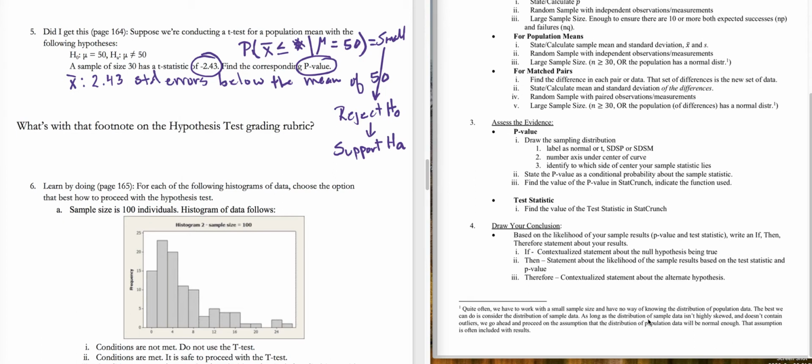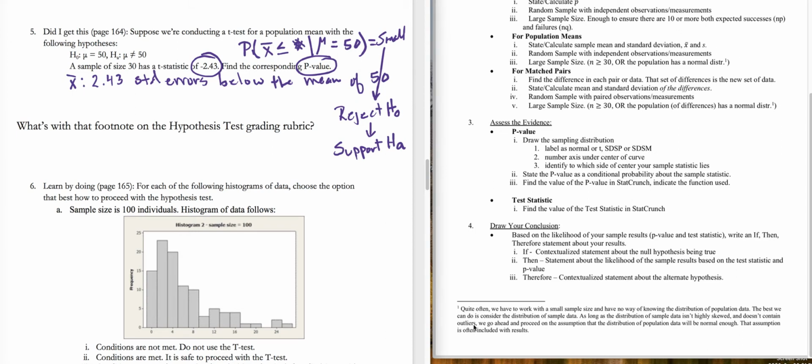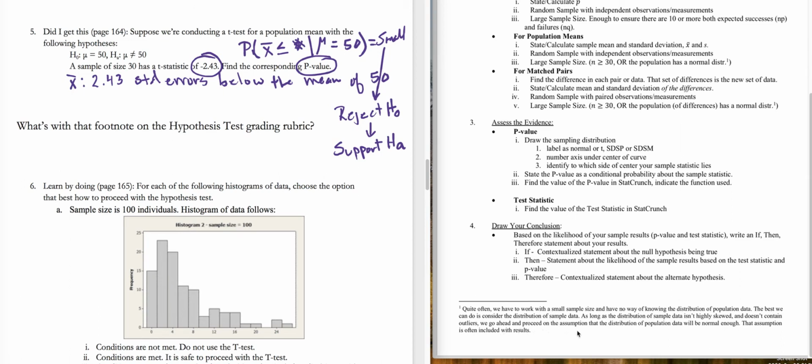As long as the distribution of sample data that we're seeing in our histogram isn't highly skewed, so it doesn't need to be bell-shaped, it doesn't need to be perfectly symmetric, it just needs to be not highly skewed and doesn't contain outliers. We know that a mean and a standard deviation are greatly affected by outliers. So if we see outliers, we also have a problem, but not highly skewed, no outliers, we can go ahead and proceed on the assumption that the distribution of population data will be normal enough.